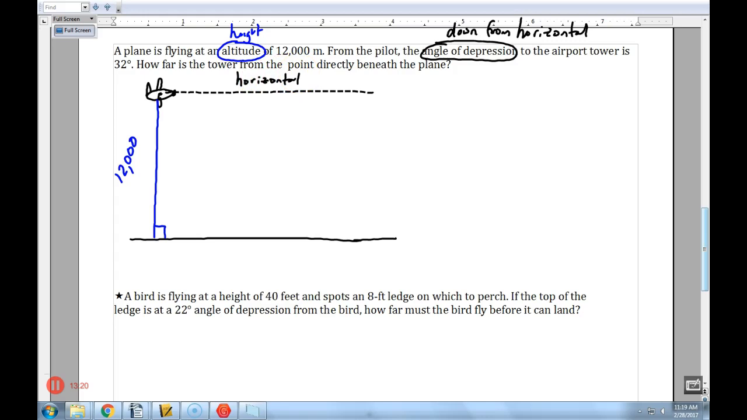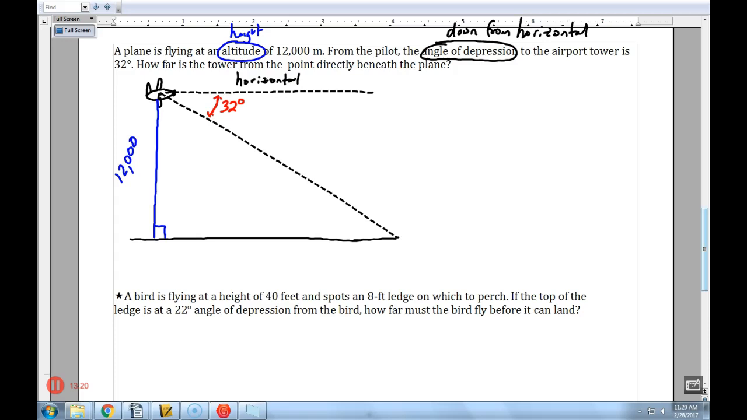And now the angle of depression coming down is coming down right here. When I label this spot, that is the angle of depression right there. Clean that up with a solid line. Angle of depression is 32 degrees. So right now, the angle of depression is not even inside the triangle formed with the ground. And I need to find out how far the tower is from the point directly beneath the plane.